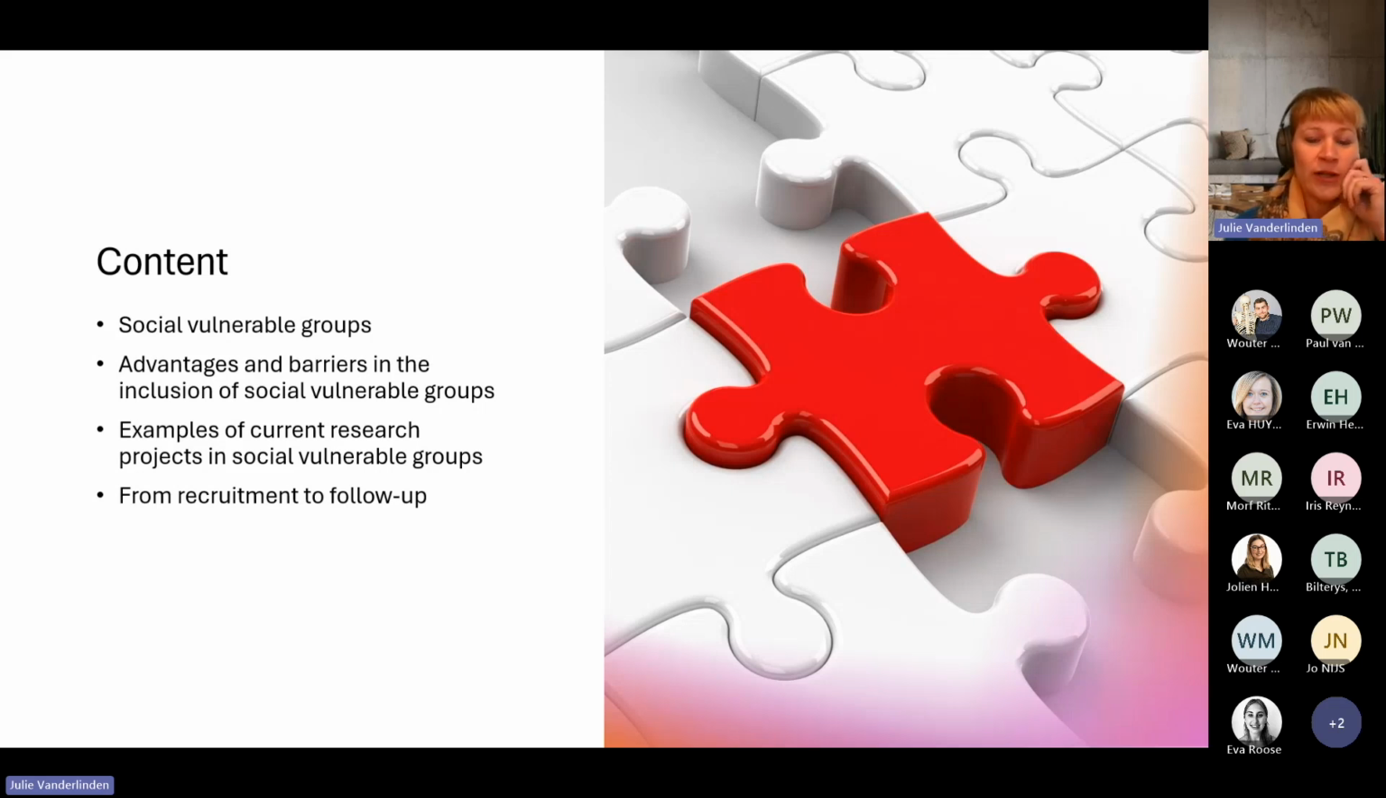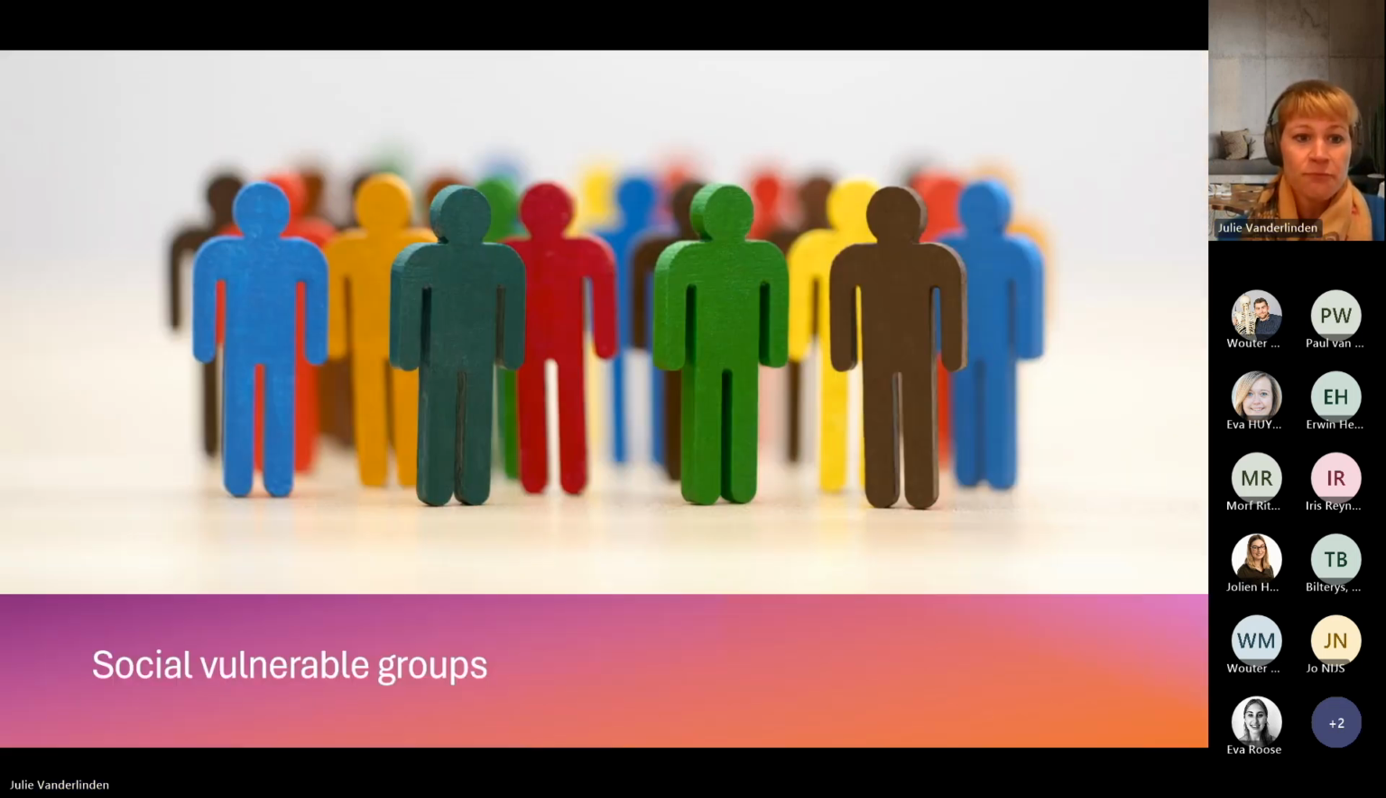I will also illustrate it with two examples from our own research, but I'm also very eager to learn from your experiences, questions or challenges that you might have faced when you try to include those target groups in your research. And then we end with a few slides with tips on how you can include these target groups in your research, from recruitment to follow-up and the conclusion of your research or your trial.